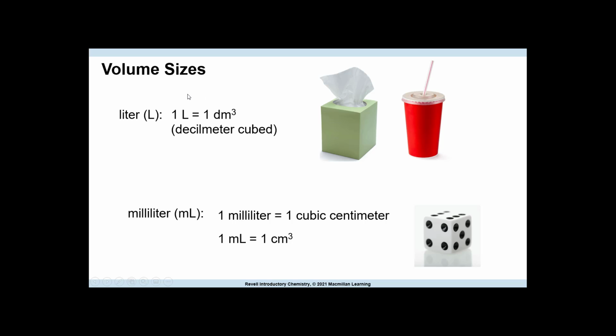When we deal with volumes, we deal with certain units. We deal with liter, and the liter is also equal to 1 decimeter cubed. These are interchangeable. They are equal to each other. A liter is defined as 1 cubic decimeter, which is approximately the volume of a tissue box or a large soft drink. 1 mil is the same volume as a cubic centimeter, and 1 mil is about the same volume as a standard game dice. So this gives you a kind of a visual of how much these are.